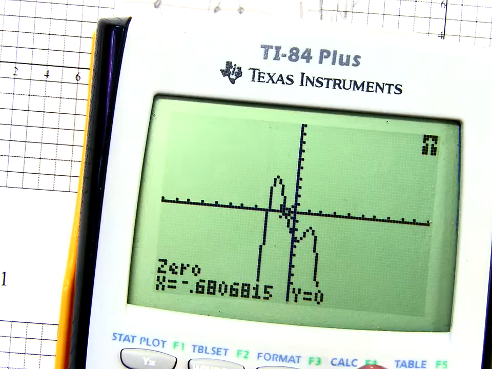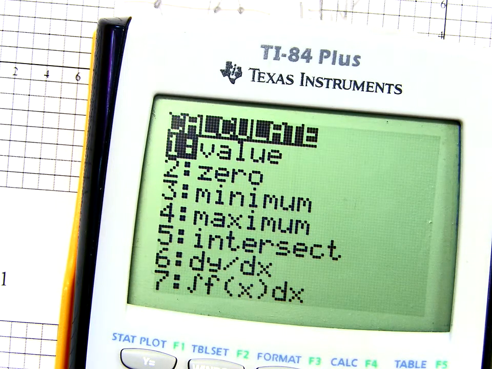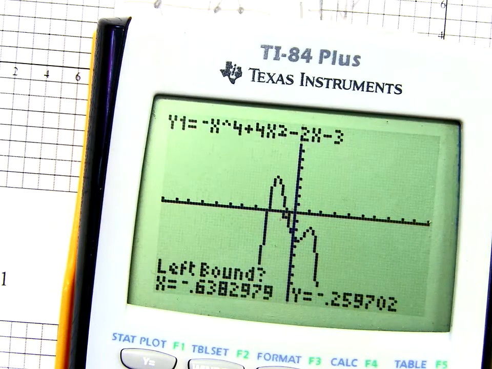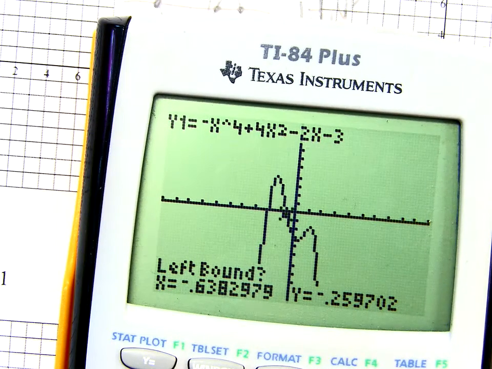Did you hit? I look down, I look up. Oh, sorry. Hit second calc. Calc is on the top where it traces. Yeah, yeah. And then you're going to choose choice 2. And then, depending on which one you want to find.